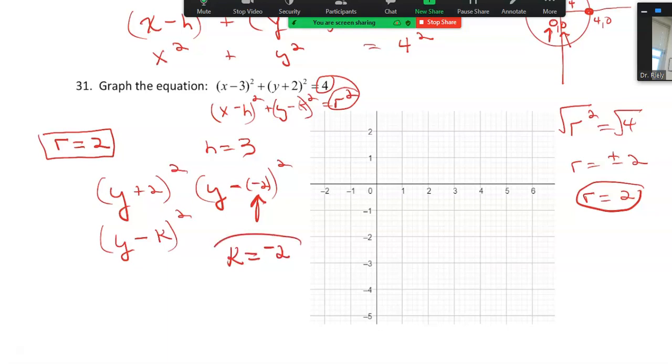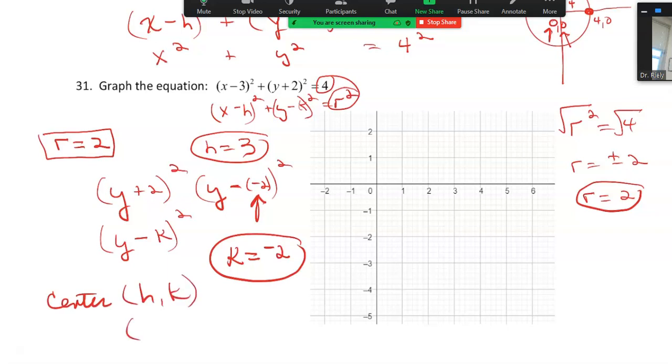So what do I have now? What is my hk? My hk is the center of the circle. And I know my center is 3, negative 2. So on our grid, I go across to 3 and down to negative 2, and that is my center. If my radius is 2, that means that this is a point on my circle. 1, 2, that's a point on my circle.